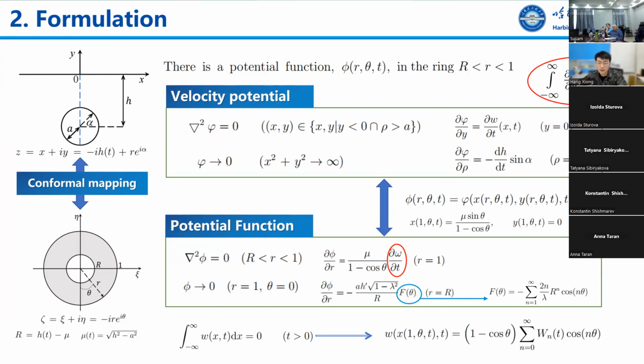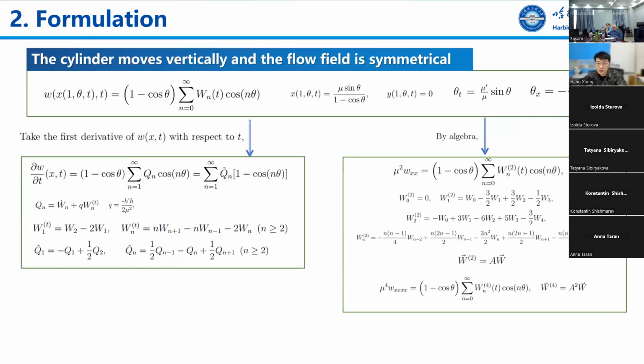Based on the Laurent series for the deflection and the relationship between x, y, and r, theta when y equals 0, we take the first derivative of w with respect to t. We obtained the expression of the partial derivative of w with respect to t. Similarly, we can take the derivative of w with respect to x. Then we obtained the expression of the derivative of w with respect to x.